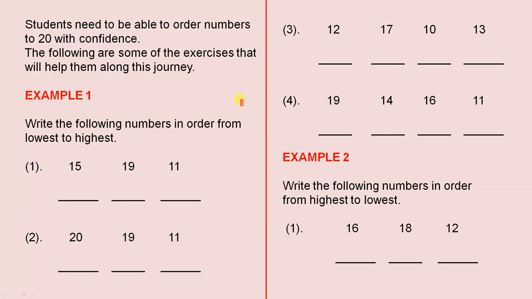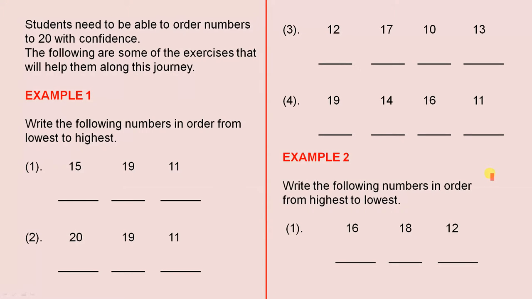Example 1. Write the following numbers in order from lowest to highest. So you go lowest to highest for those three. Same there. Same for those four, lowest to highest. And the same for those four, lowest to highest.